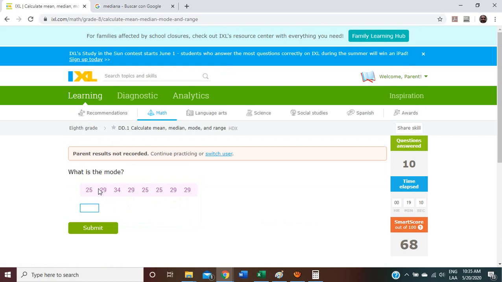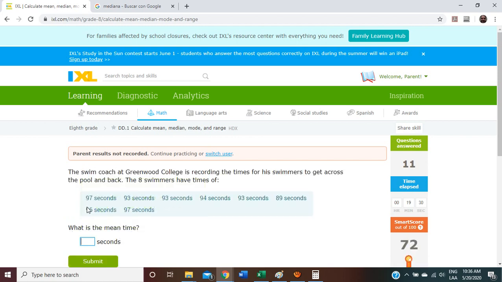The mode is the number that is repeated the most. So 25 appears 3 times. 29 appears 4 times. 34 is only 1. So 29 is the one that is repeated the most, with 4 times. 29.